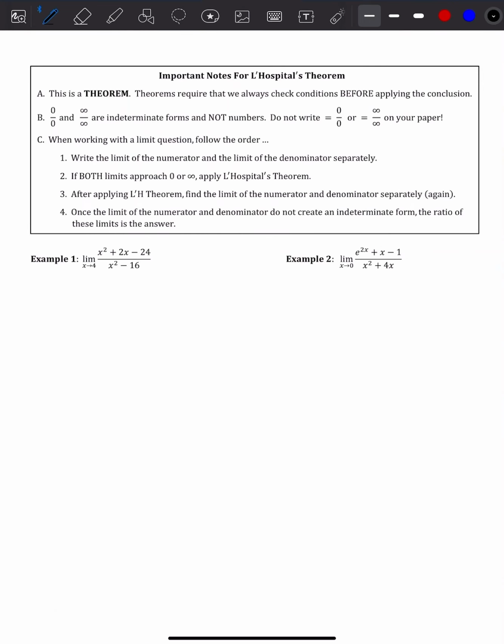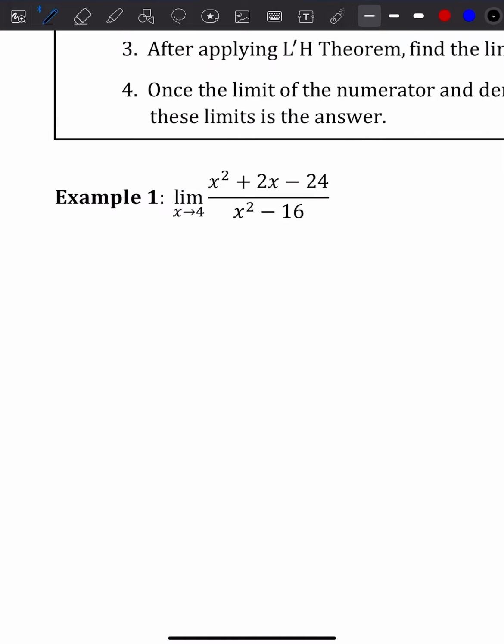So, things that we need to know. This is a theorem, so it requires us to check conditions before it is applied. Those conditions being that we approach 0 on the top and the bottom. We have to be careful about notation, so we need to write things in specific ways, and then we need to look at how to apply the theorem in our problem. So we're going to look at this problem first.